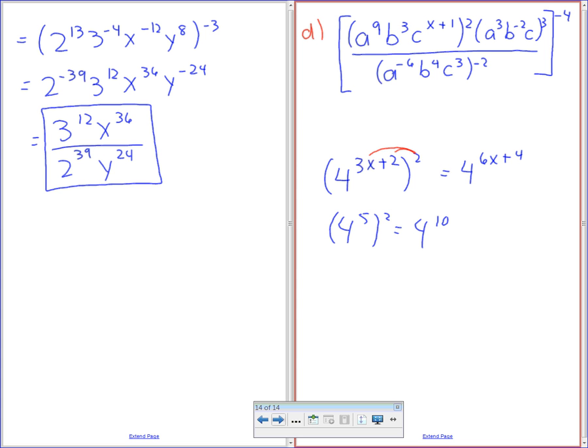Right, so 3x times 2 is 6x, times 2 is 4. Okay. Sadler, could you move, please? Can't see that. That's good. You're such a kind human being.